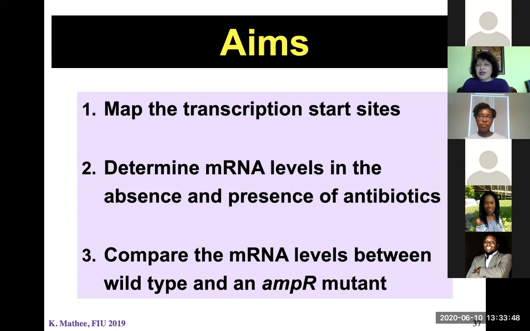And then the aims, and again it's very simple and short. You don't have to have several aims when starting out. Usually you have one, two, or three aims. Again, make it very simple so that people can follow. And in this case, we want to map the start sites. We figure out what the mRNA levels are in the presence of antibiotics. And then we're going to compare that between a wild type strain and a mutant that has an umpire gene. And this is literally an undergraduate presentation in my lab.